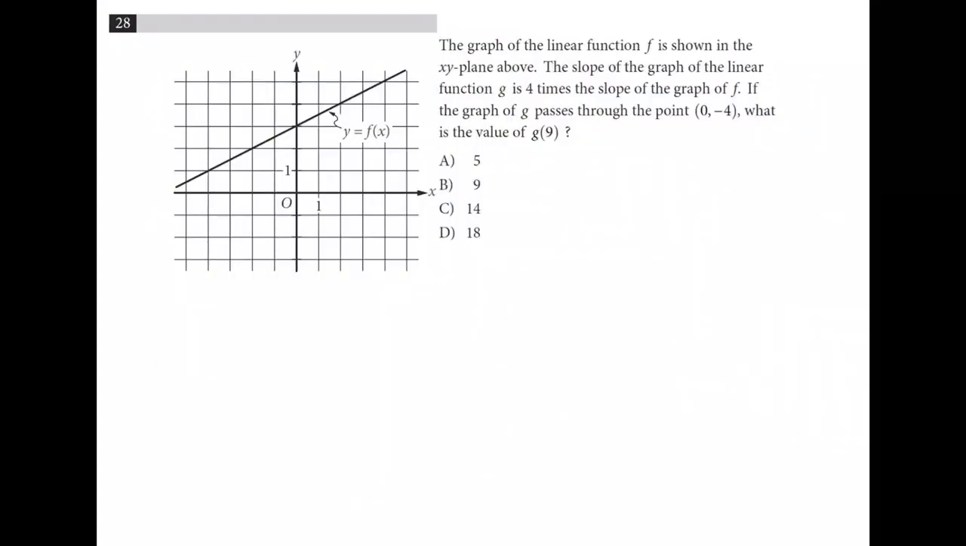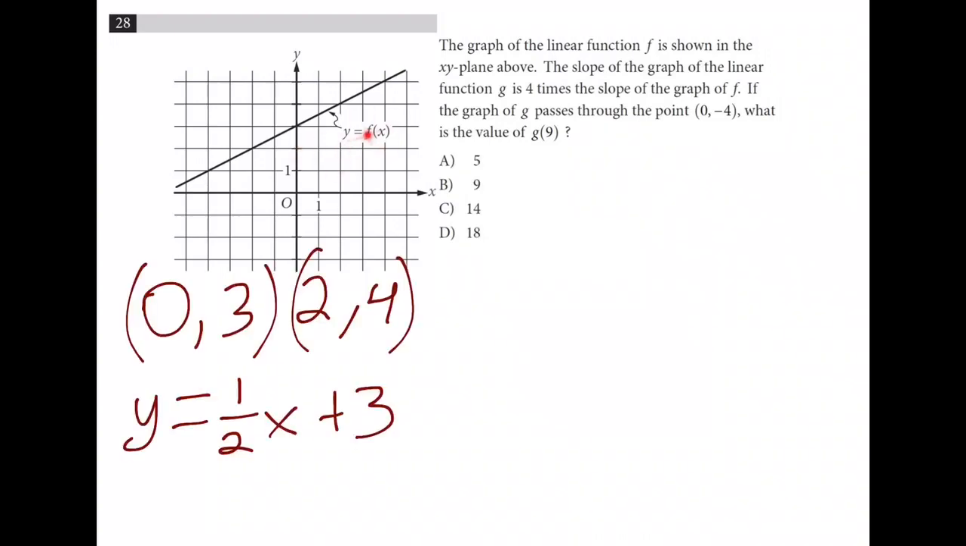28. The graph of the linear function f is shown in the xy plane to the left. The slope of the graph of the linear function g is 4 times the slope of the graph of f. If the graph of g passes through the point 0, -4, what is the value of g of 9?